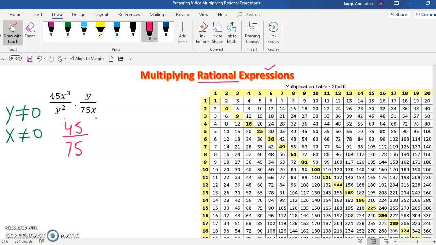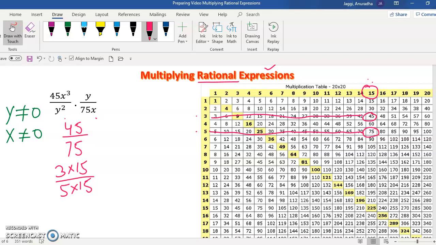This is added to your resources on Hub. Look for the column under which you will find 45 and 75 together. I can see that under column 15 here, 45 here, and then there is a 75. And then see the corresponding rows. This is row 3, that means 3 times 15 makes 45. And this is row 5, so 5 times 15 makes 75. So I'm going to write my 45 as 3 times 15, and 75 as 5 times 15.